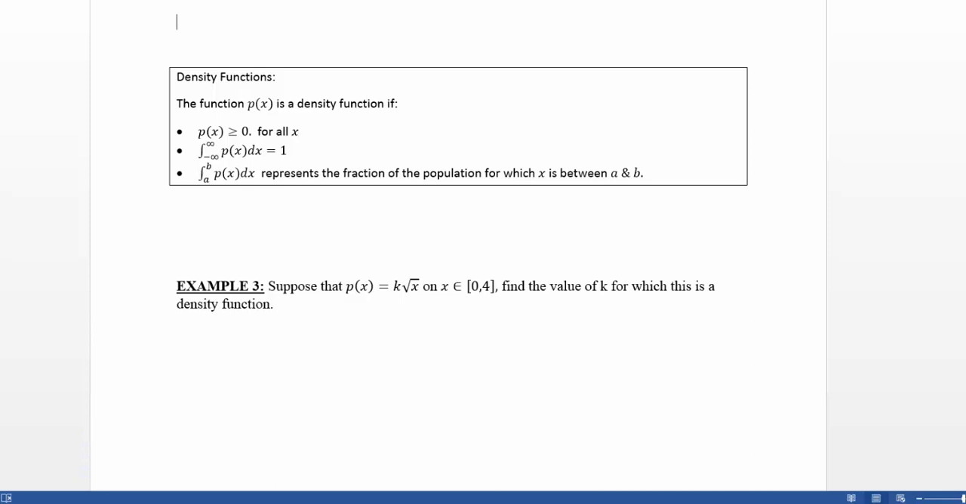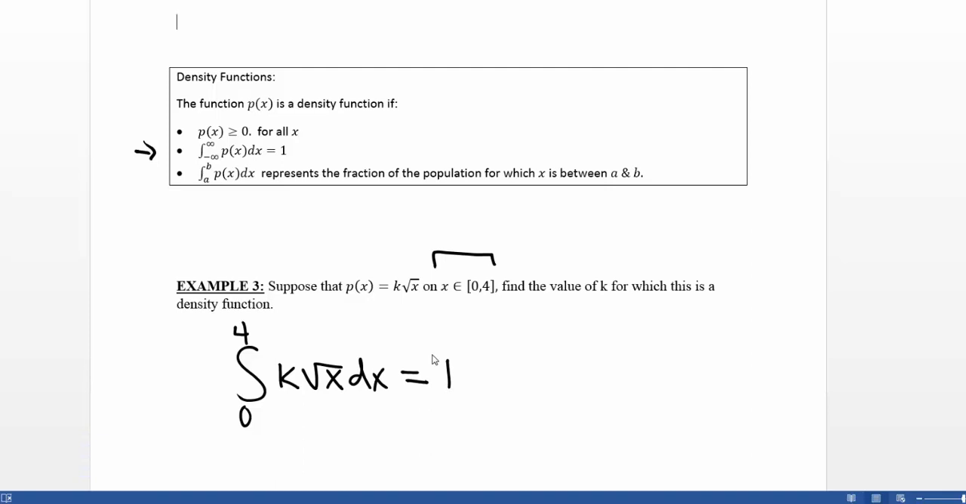The second part of this is that if we integrate this over the bounds negative infinity to infinity, it would have to equal 1. However, we are restricted to a certain domain, 0 to 4 here, which means that we can modify our second point here, and we can make sure that if we integrate from 0 to 4, our function equals 1. So this is the bullet point that we really need to use here in order to solve this problem. So here we're going to go from 0 to 4, which is our entire domain, of k times the square root of x dx. And we know that in order for it to be a density function, that has to equal 1.